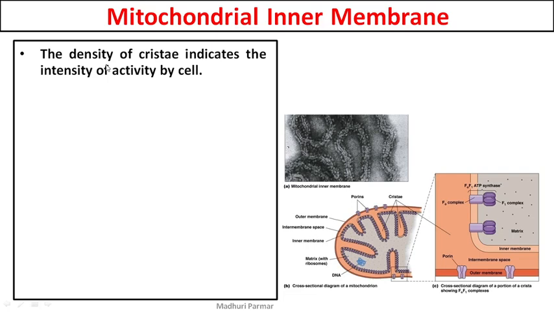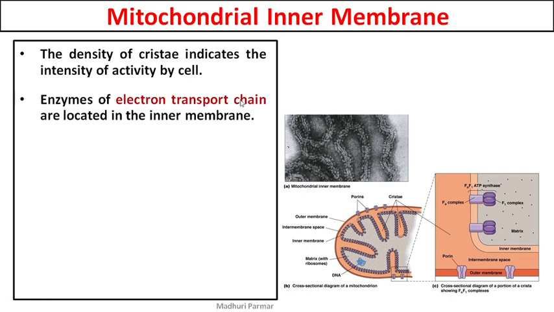The density of cristae, now we are just talking about the inner membrane. The number and the density of cristae indicate the intensity of activity done by the cell. How active the cell is can be found out, first, from the number of mitochondria, and second, from finding out how many cristae are present in each mitochondria. Fine.